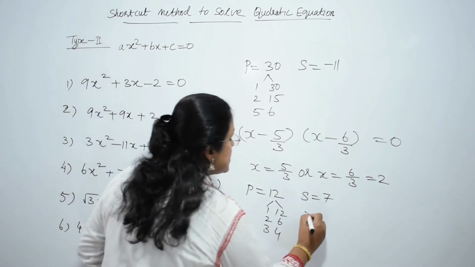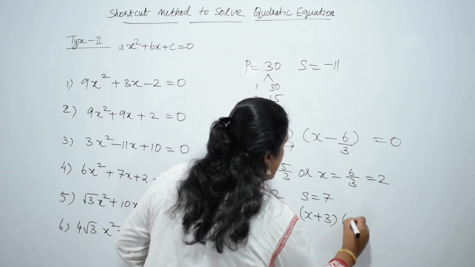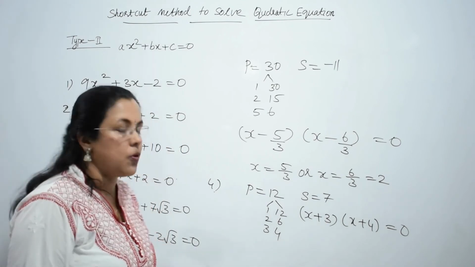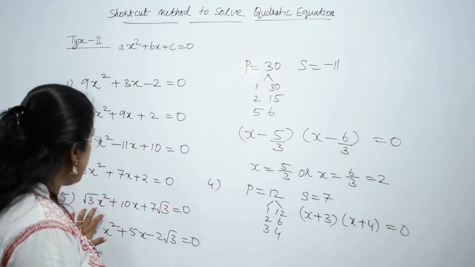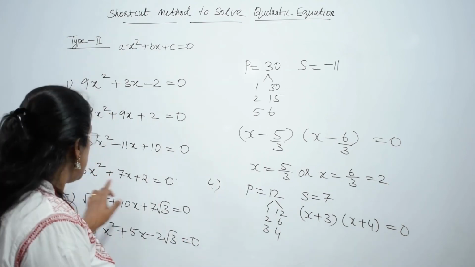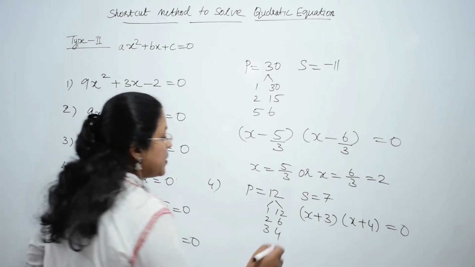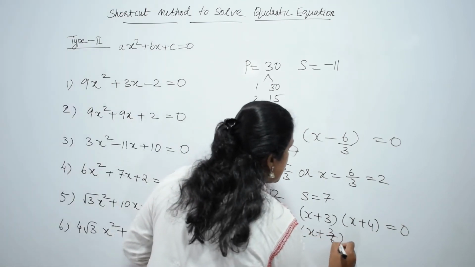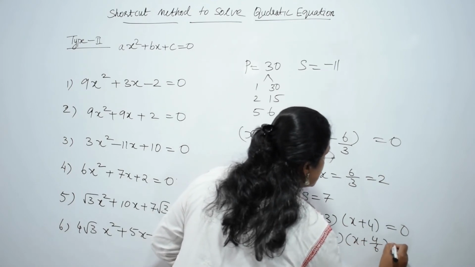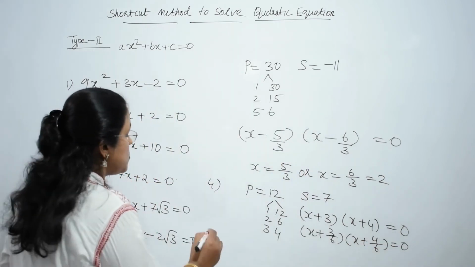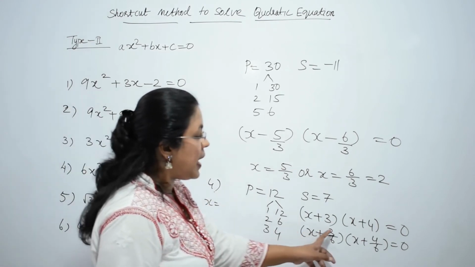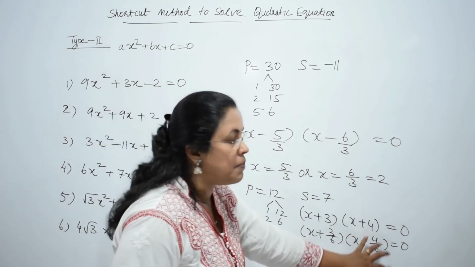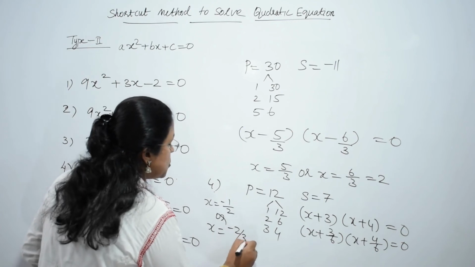So we can write it as x plus 3 into x plus 4 is equal to 0 since sum is plus 7, plus 3 plus 4. It is not completed. We have to divide it using the coefficient of x square. What is the coefficient of x square? 6. So x plus 3 by 6 into x plus 4 by 6 is equal to 0. So what are the values of x? X is equal to minus 3 by 6, that is minus 1 by 2, or x is equal to minus 4 by 6, that is minus 2 by 3.